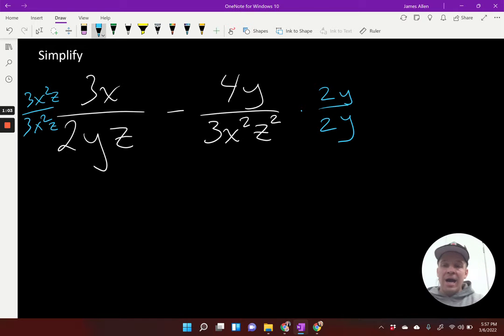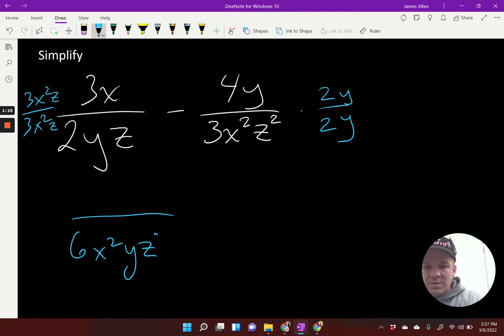Okay. So now let's think about what this becomes in my denominator. I'm going to have 6. I'll write these separate, I think, for this one. So I'm going to have 6x squared y z squared for that one. My numerator becomes 9x cubed z. That just has to kind of follow along. All my decisions are based off of that denominator.